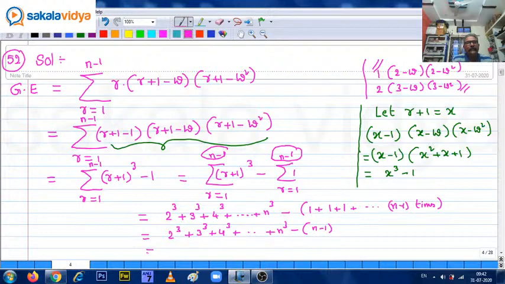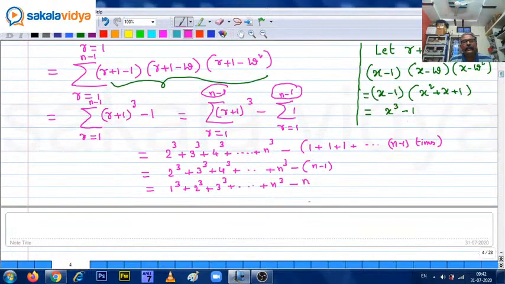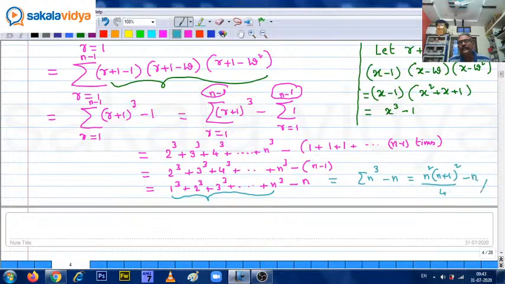Minus into minus is plus, so we can write 1 cube, 2 cube, 3 cube, and so on plus n cube minus n. Here is a very interesting fact: this is nothing but the sum of the cubes of the first n natural numbers, sigma n cube, minus n. Sigma n cube is n square into n plus 1 whole square upon 4, and already this minus n is there. This is the answer.